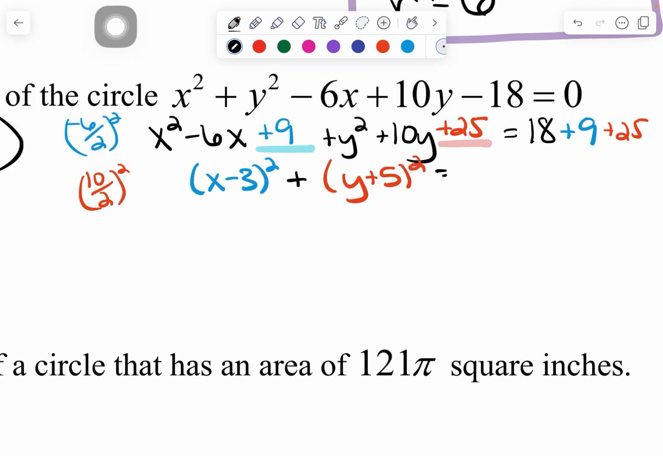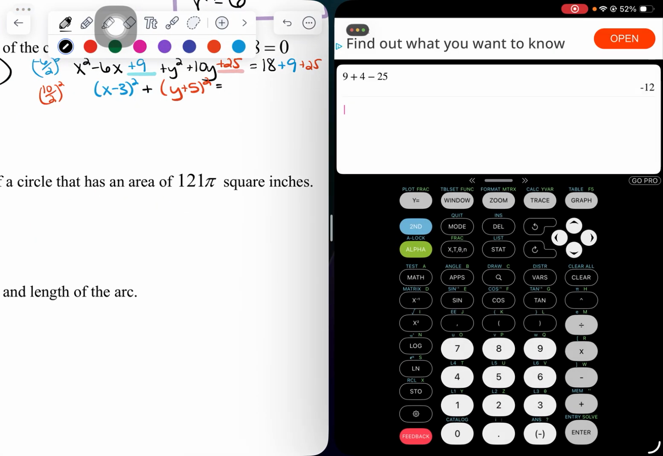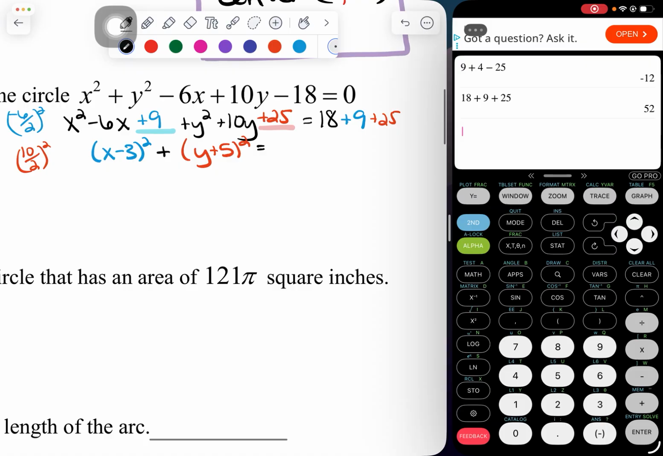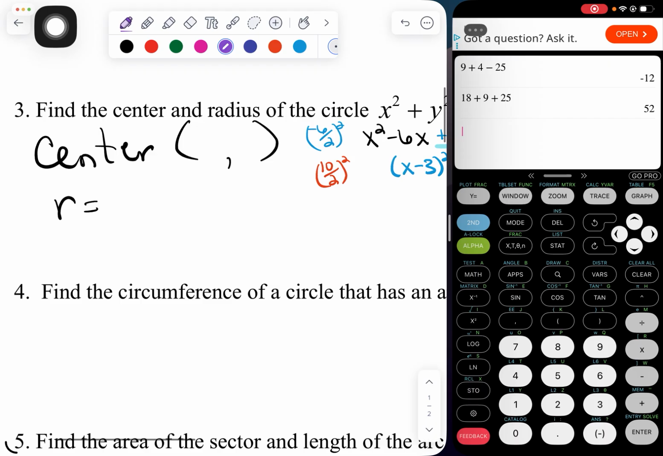Okay, and then equals, I don't feel like doing that in my head, so let me grab back my calculator here. So let's do 18 plus 9 plus 25. That is 52. And I'm going to leave the calculator up here just in case I need it. All right. So the center here is going to be a positive 3 with a negative 5. All right. So let me go ahead and label that. So center, what did I say? Positive 3 and negative 5.